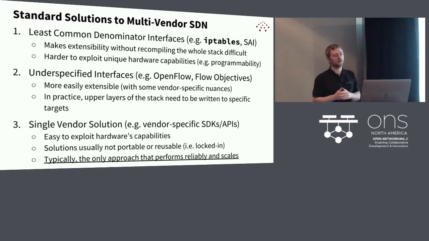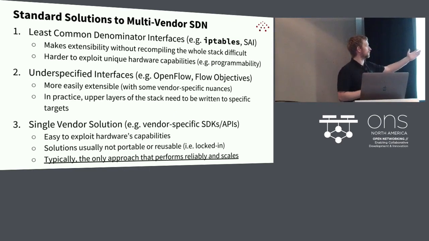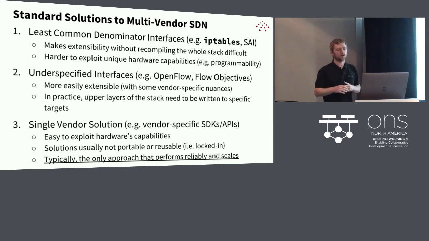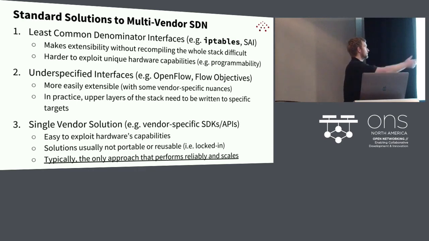So what's another approach? Well, another approach is to underspecify your interfaces. This is something we've seen with OpenFlow and ONOS flow objectives. What you do is you basically just provide some basic semantics, but don't really fill in all the details. And this is more easily extensible. There may be some vendor-specific nuances, but in general, it's easier with OpenFlow or flow objectives to describe or use different pipelines. But in practice, the upper layers of the stack are going to need to be written to specific targets.